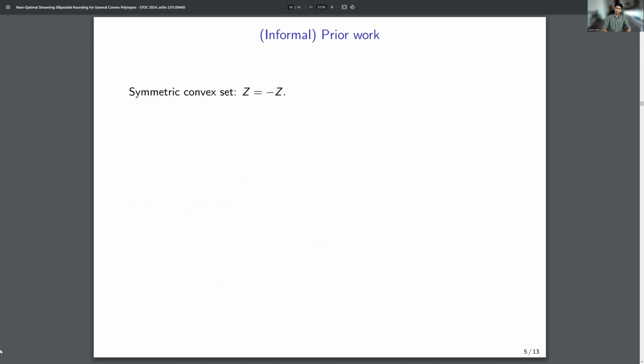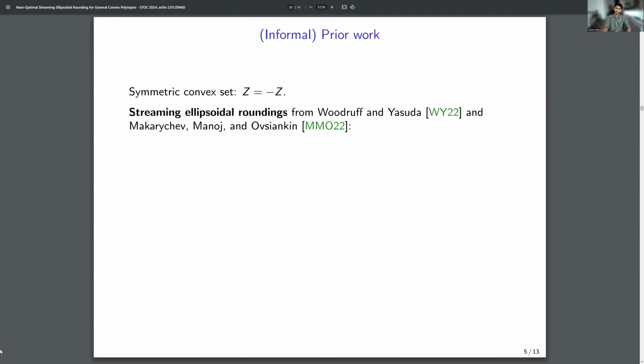Okay. So now, before we go into the results that we give for this work, let's take a look at what prior work says about these problems. So prior work studies the case where the convex set Z is origin symmetric. So in this setting, and for the streaming ellipsoidal rounding problem, work due to Woodruff and Yasuda and work due to our group give the following approximation, runtime, and memory complexity guarantees.